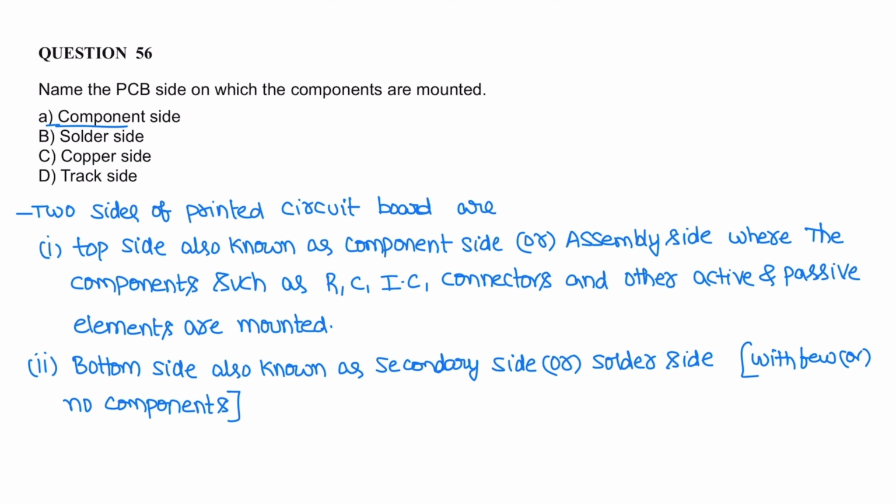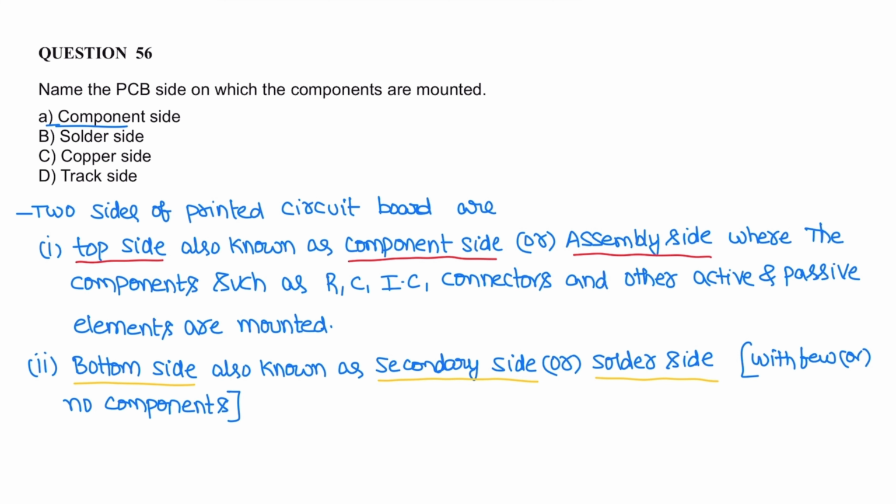Top side of PCB is also known as assembly side or component side, where components such as resistor, capacitor, integrated circuits, connectors, and other active and passive components are mounted. And next side is bottom side. It is also known as secondary side or solder side, with few components or no components. Therefore, correct option is A. The side of printed circuit board on which components are mounted is component side.